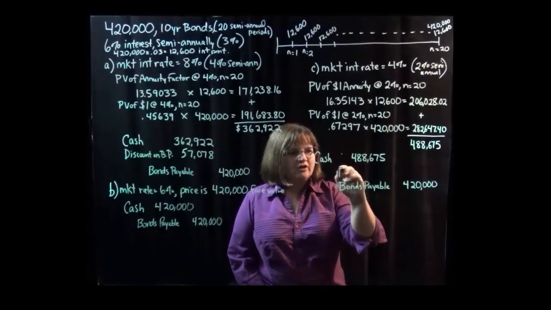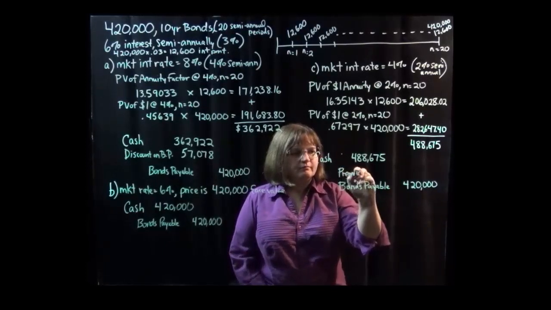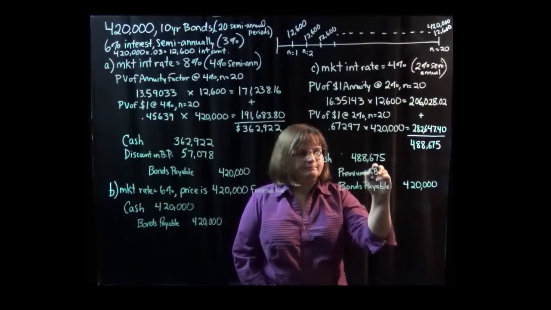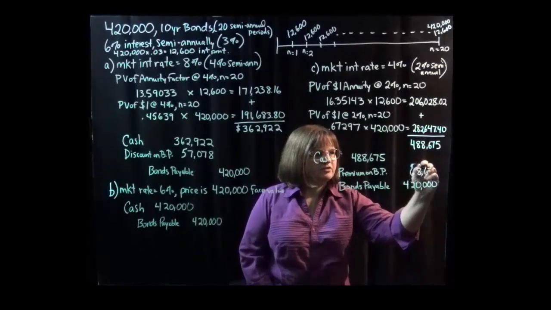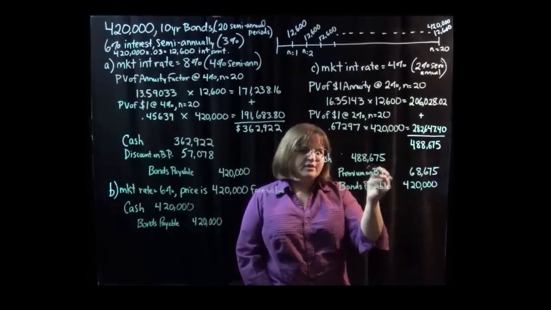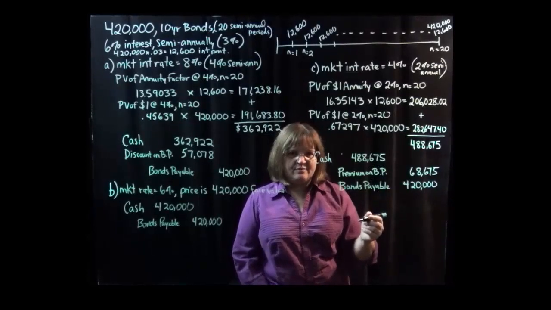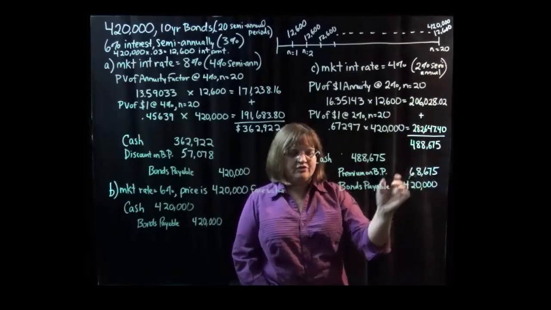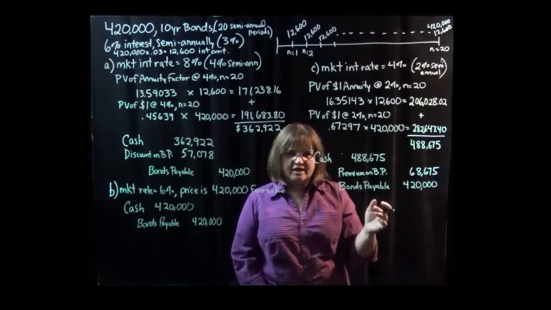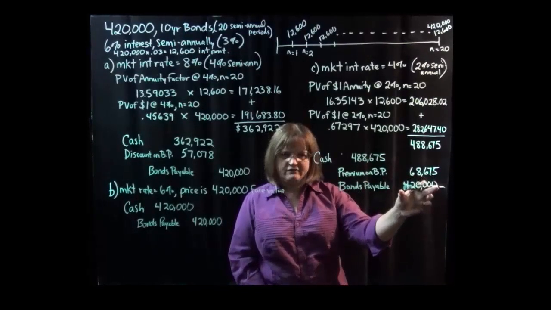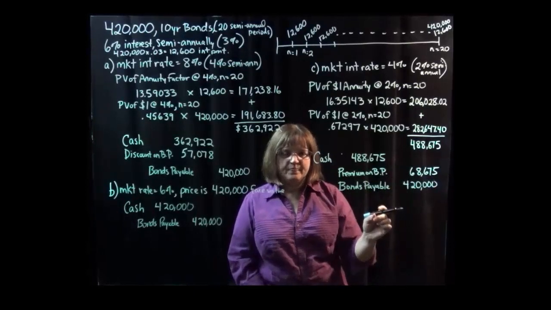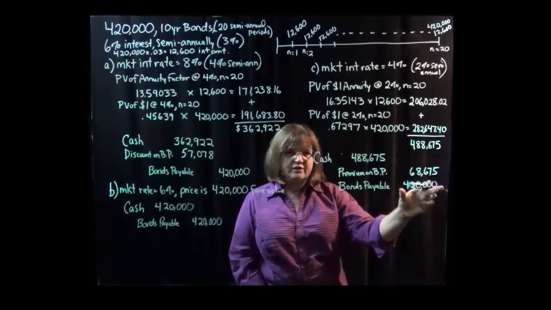The difference here then is called a premium on bonds payable, and that's going to be recorded for $68,675. The premium on bonds payable is an adjunct liability account. So it's an additional liability. If we were to go out on the bond market immediately after issuing this, we would have to pay back $488,675, which is the total of the face value plus this premium. But if we hold it to maturity, we only have to pay back the $420,000.